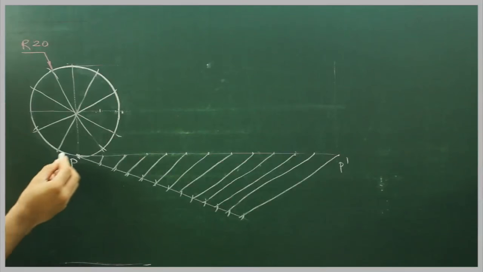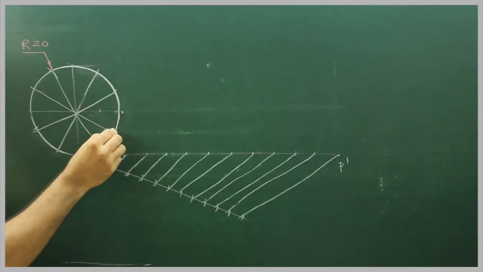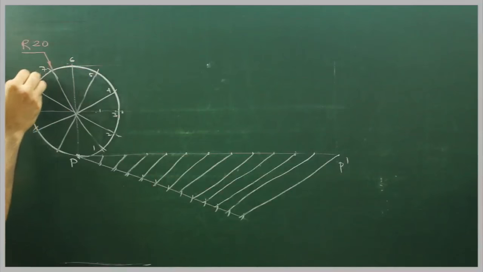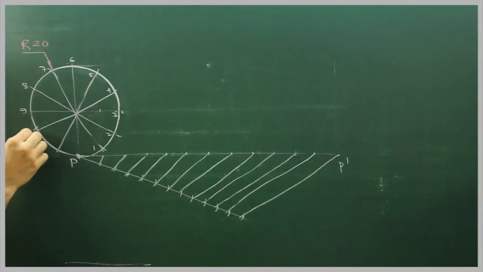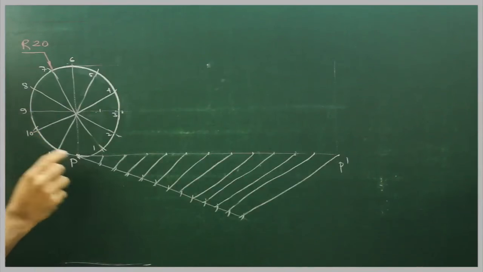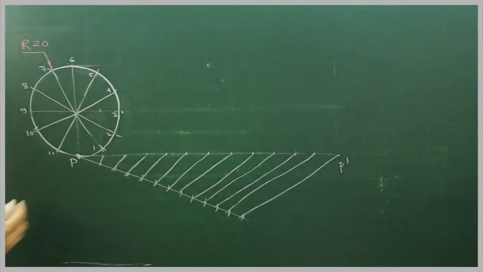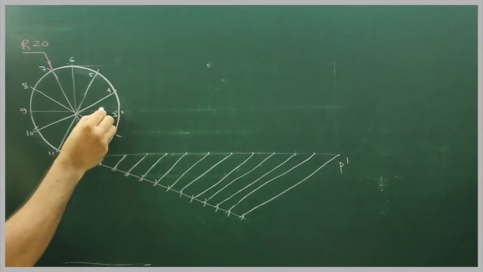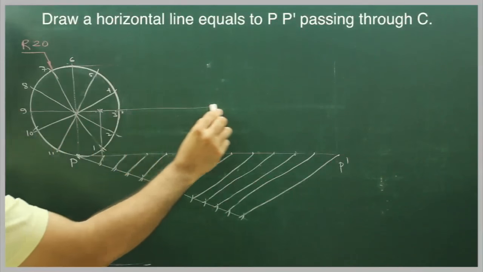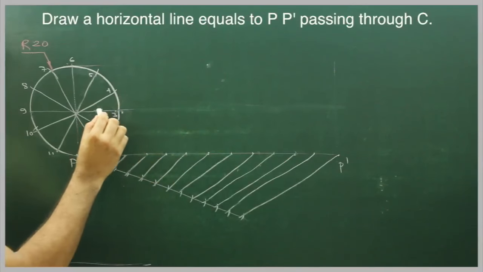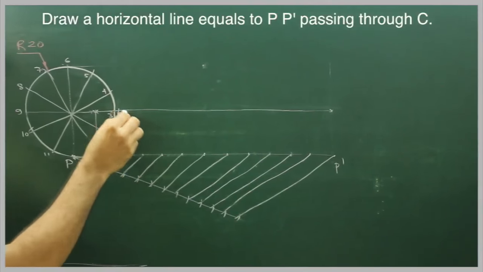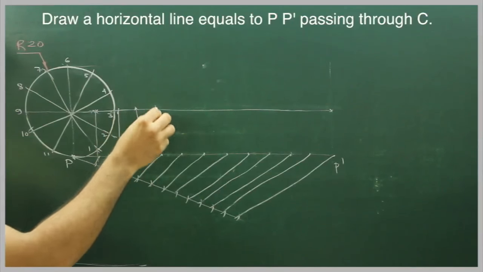What we will do first? First we will mark 1, 2, 3, 4, 5, 6, 7, 8, 9, 10, 11, 12. Then this is point P. Now what we will do, we will draw this line also up, project up.